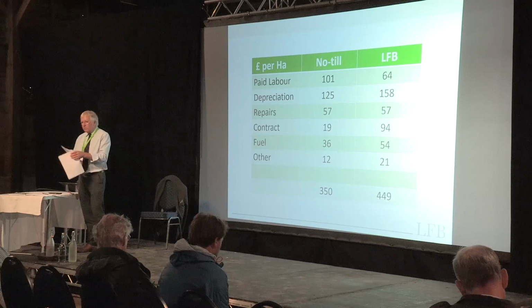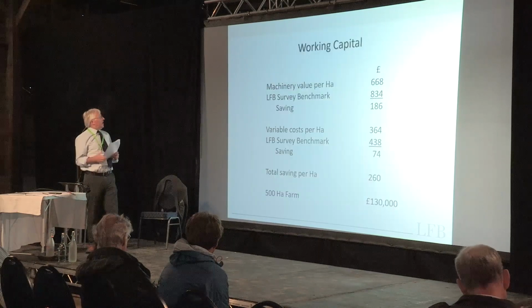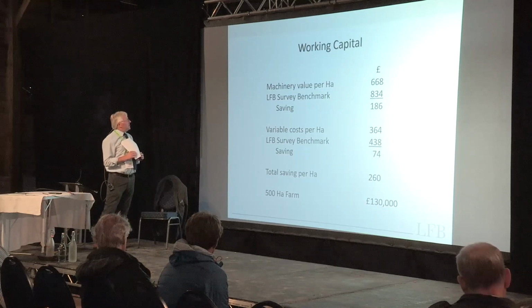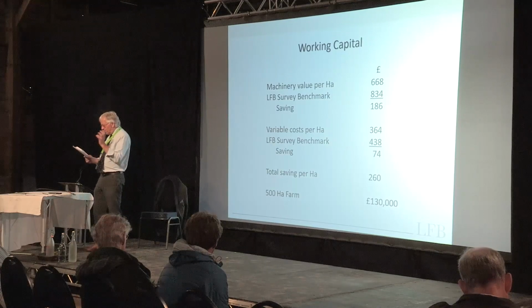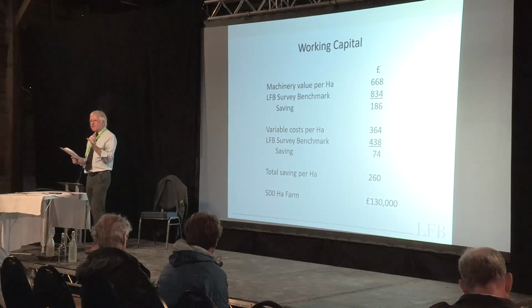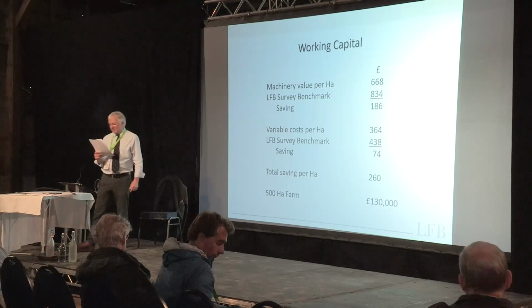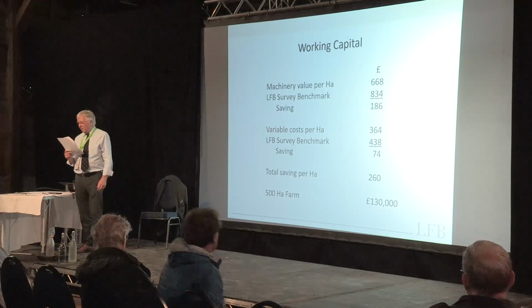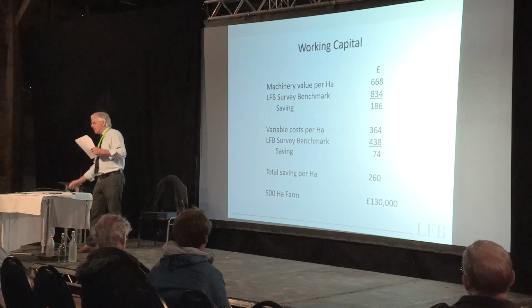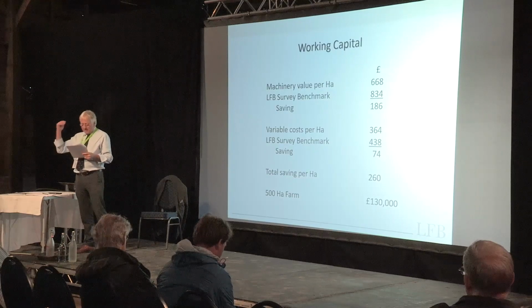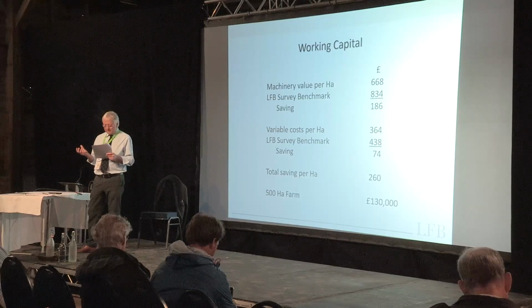So what we want to look at now is moving on to working capital. Machinery value per hectare within the benchmarking group itself is 668, which is £270 an acre. Sorry, I revert back to acres occasionally. And our LFB survey, 834, which is 337. So a difference of £186, and I said this is the key driver of profitability. It's £186 of saving of capital tied up in machinery.